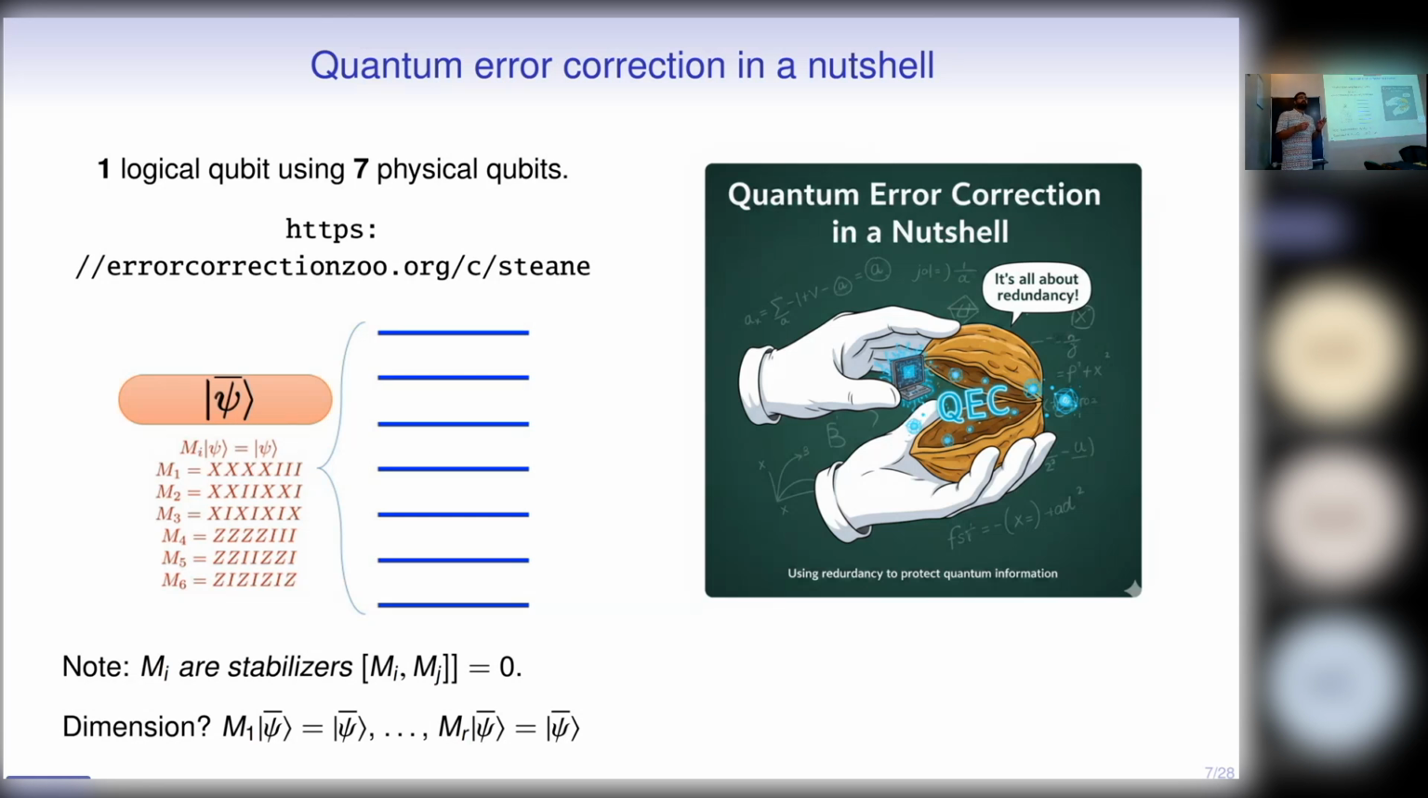It's an eigenvector with eigenvalue +1 of these 6 operators, M1 to M6. And let me know if you cannot see it. I'm happy to write it on the board. So I will write it on the board, but meanwhile we can just try to see what we can make sense out of this kind of a description.